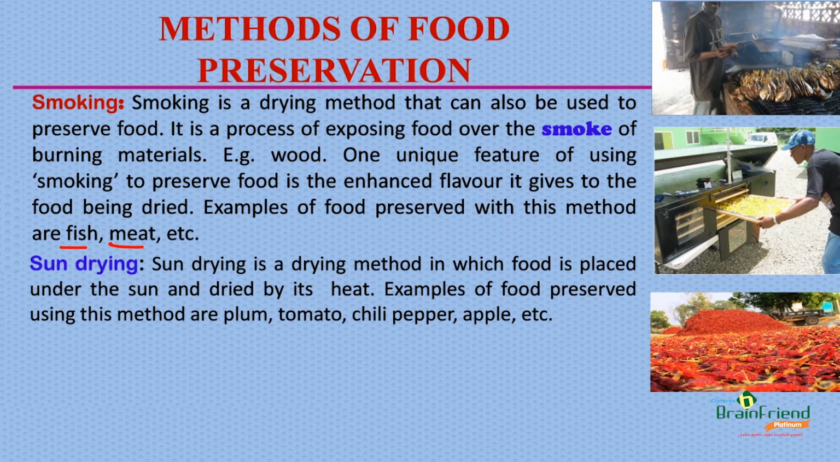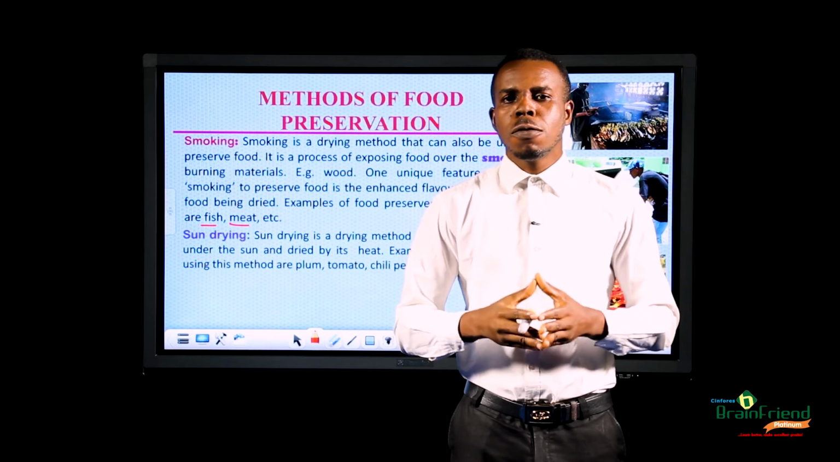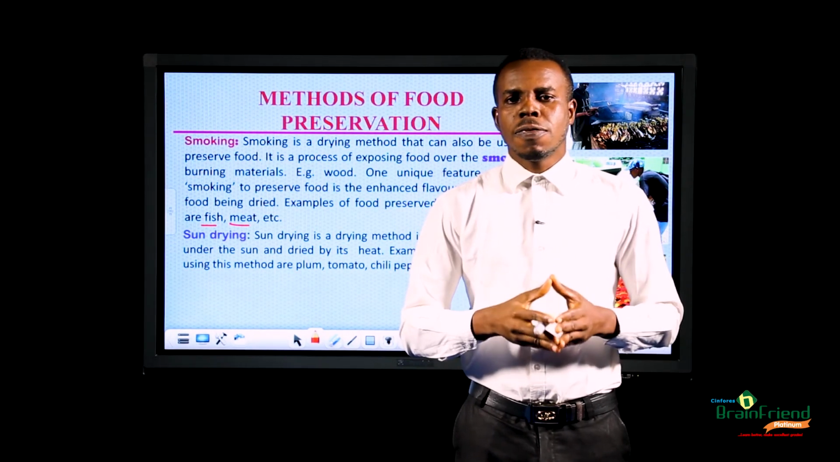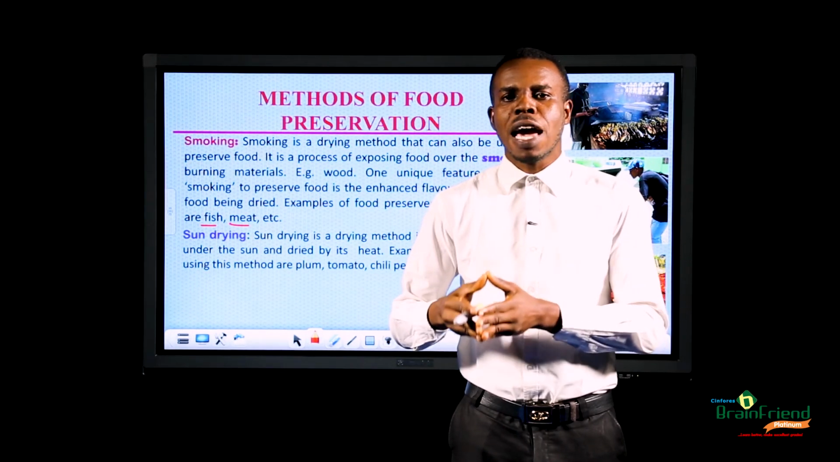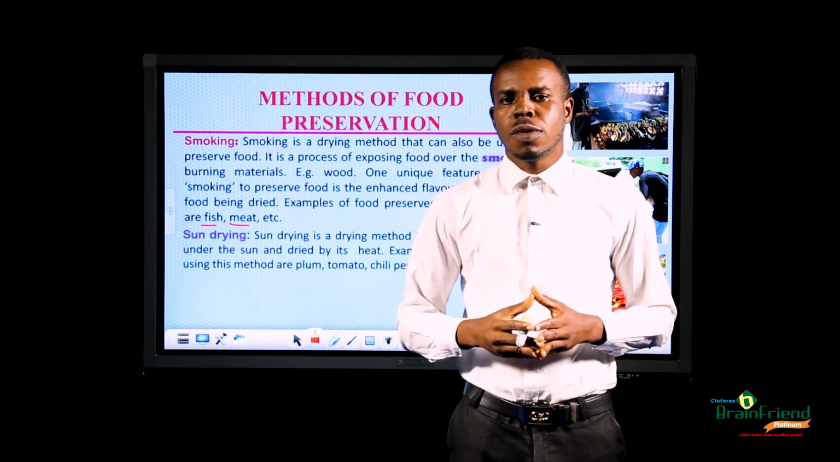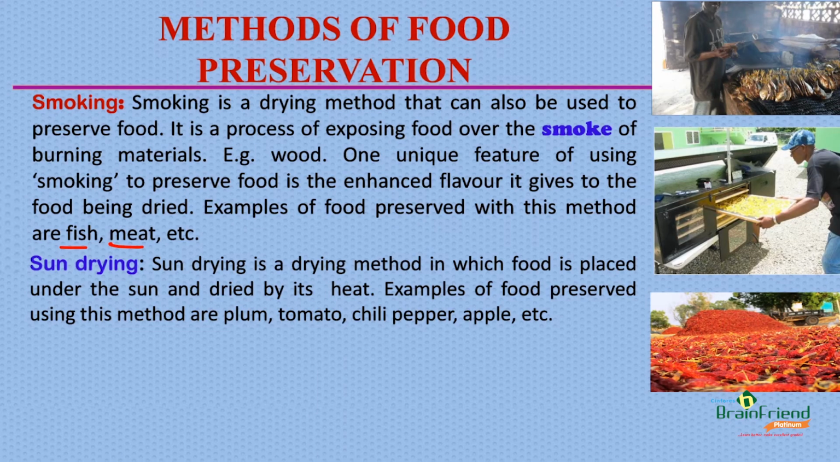Next, we have sun drying. Sun drying is a process of drying whereby food items are placed under the sun. The heat from the sun makes it difficult for microorganisms to survive in food because it removes the moisture content from food. Some examples of food preserved using this method include plums, tomato, chili pepper, apple, etc.